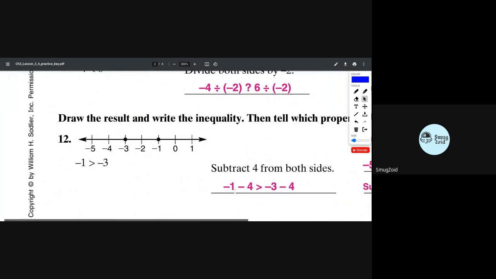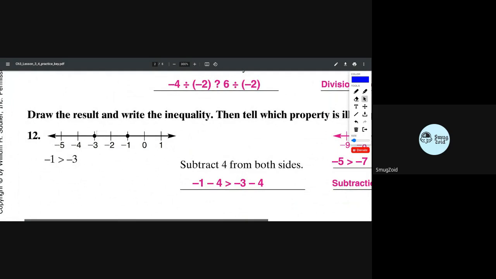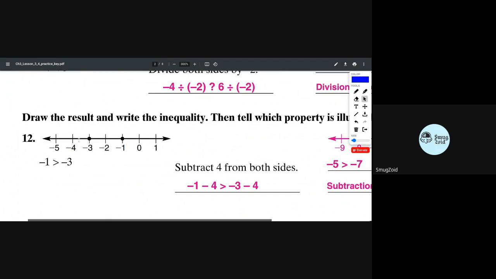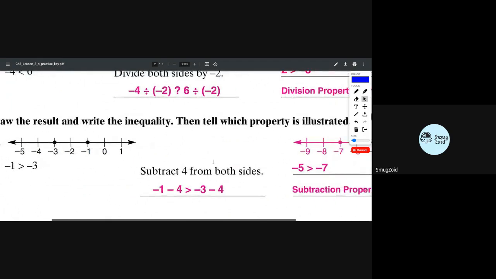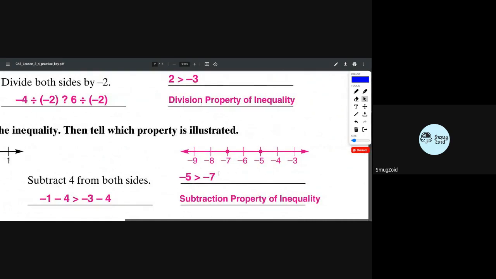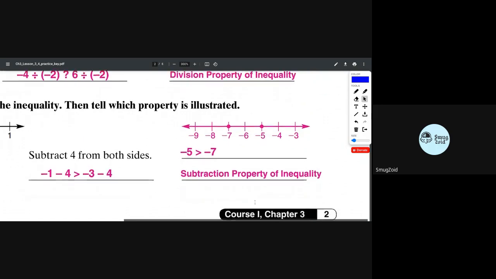Nice. So look at number 12. Draw the result and write the inequality. Tell which property is illustrated. Okay, -1 is greater than 3. If you subtract 4 from both sides, you end up with -5 is greater than -7. That's the subtraction property of inequality.